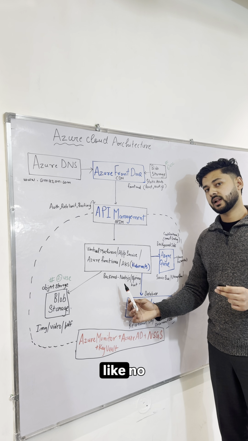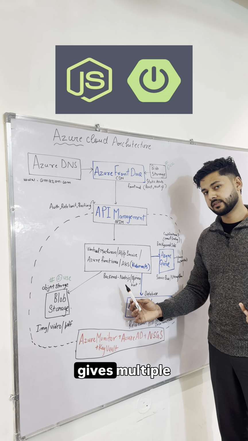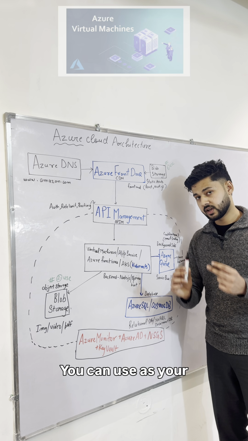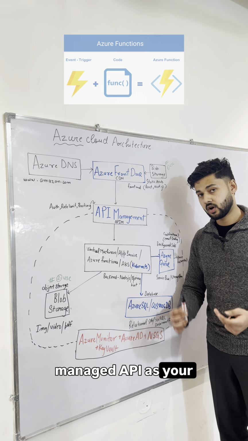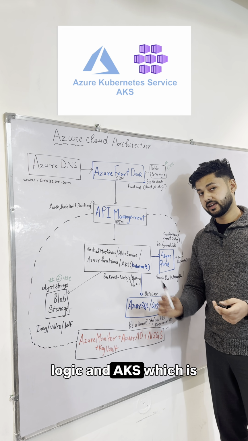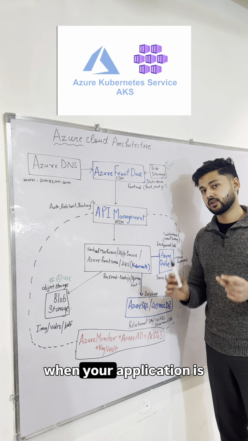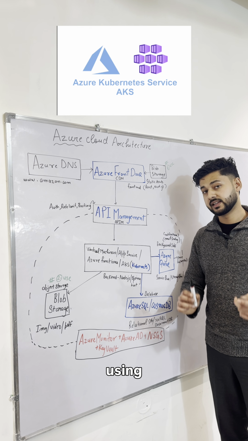To run backend code like Node.js or Spring Boot, Azure gives multiple compute options. You can use Azure Virtual Machines for full control, App Service for managed APIs, Azure Functions for serverless logic, and AKS, which is managed Kubernetes, when your application is containerized or built using microservices.